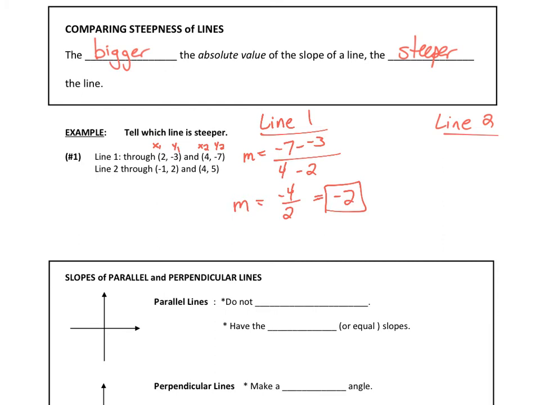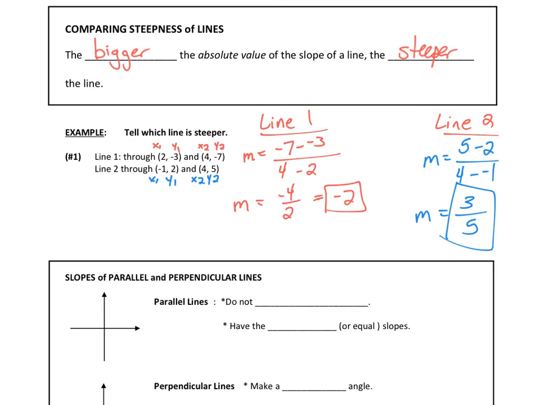Then we find the slope of our second line. y2 minus y1 is 5 minus 2. x2 minus x1 is 4 minus -1. So 5 minus 2 is 3. 4 minus -1 is 5. So the slope is 3 over 5.